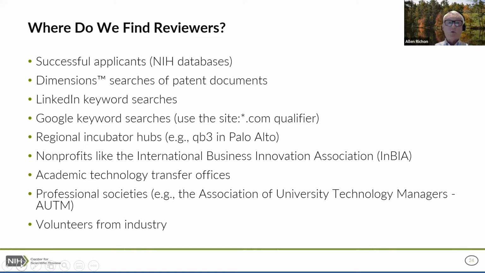There are, as you know, regional incubator hubs where scientists are working to develop their products. We also have nonprofits. We have the academic technology transfer groups, professional societies, and like I said, volunteers from industry. So anywhere we can look to find reviewers, we're going to be searching in those locations to find the people that are qualified to look at the applications that we're reviewing.